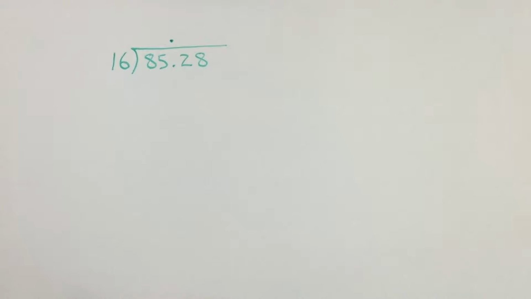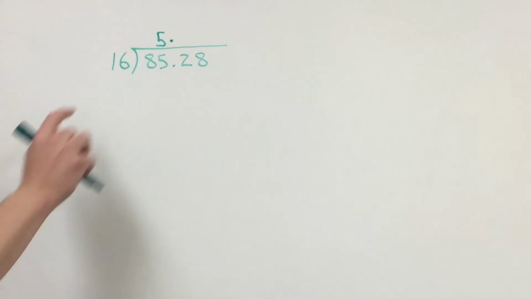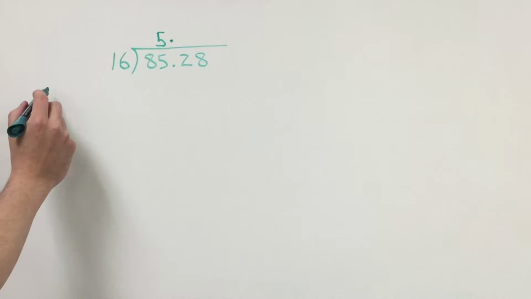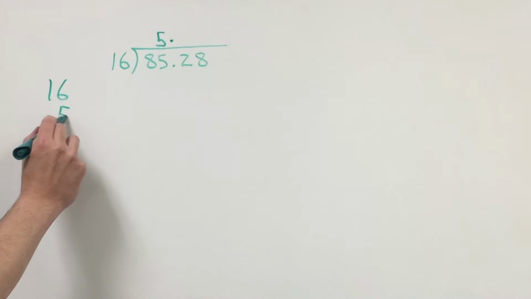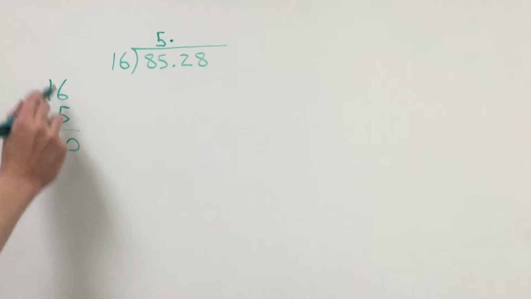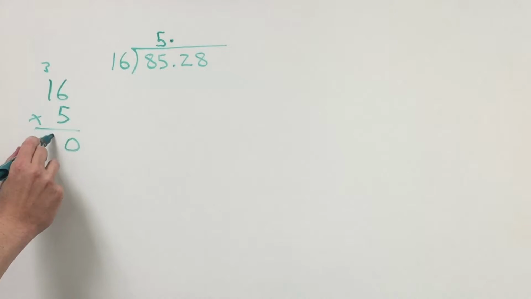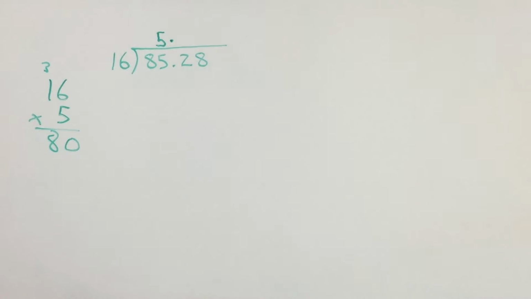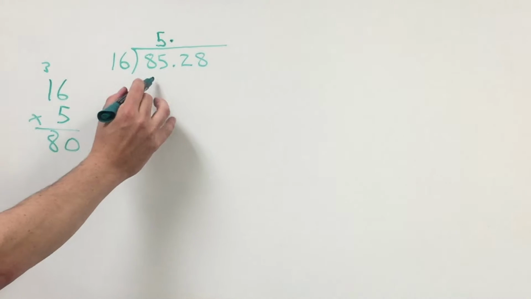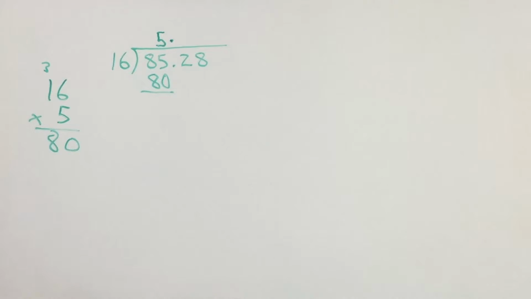Since 20 goes into 84 times, and 16 is less than 20, let's try 5. So what's 16 times 5? 5 times 6 is 30. Carry the 3. 5 times 1 is 5, plus the 3 is 8. So 16 times 5 is 80. Let's write that over here. And now we can subtract.